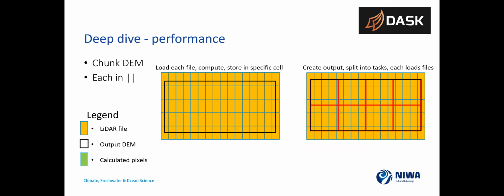So the sort of approach that you can take using Dask is to chunk up the digital elevation model you want to generate into, say, chunks of 100 by 100, figure out which of the LiDAR files fall on that, load them in, and then do whatever processing is required to produce these individual elevations.